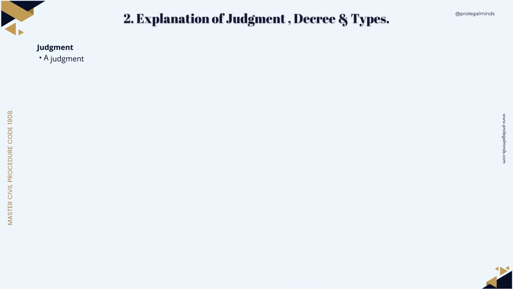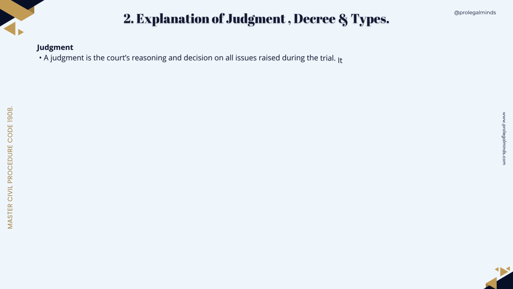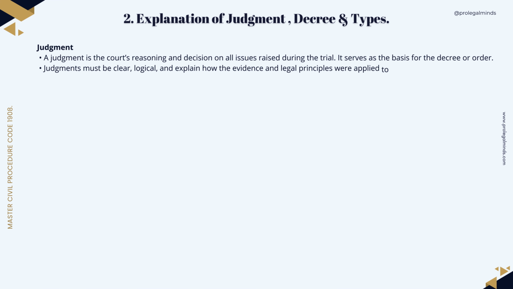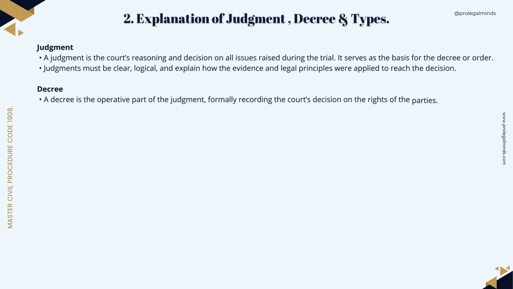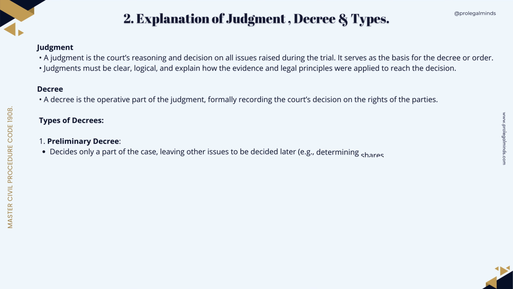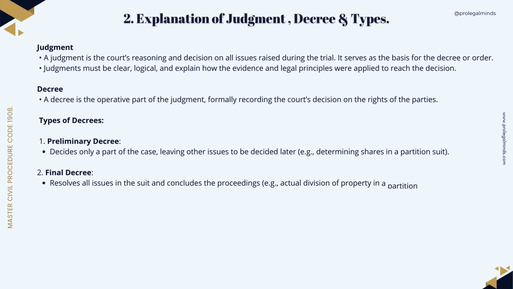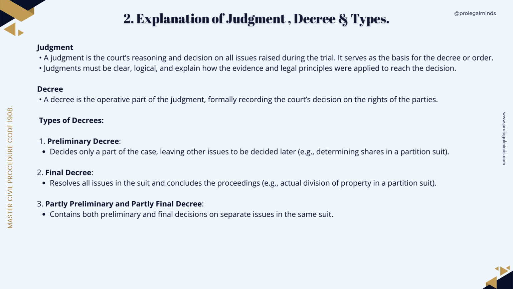2. Explanation of judgment, decree and types. A judgment is the court's reasoning and decision on all issues raised during the trial. It serves as the basis for the decree or order. Judgments must be clear, logical, and explain how the evidence and legal principles were applied to reach the decision. A decree is the operative part of the judgment, formally recording the court's decision on the rights of the parties.